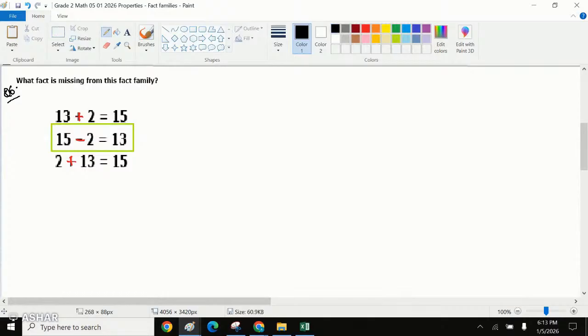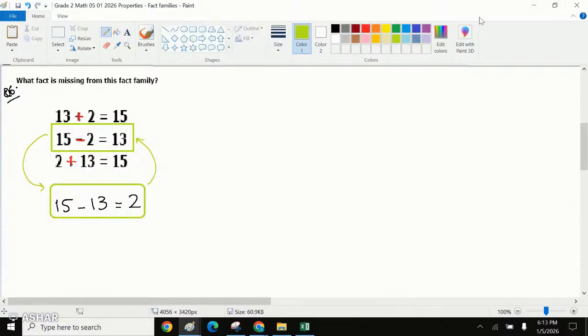We need to find the second statement, that is a subtraction statement. So if 15 minus 2 was 13, then 15 minus 13 should be equals to 2. This is our second statement. Agreed? And they both are vice versa of each other. If 15 minus 2 would be 13, then 15 minus the other number, that is 13, should be equals to 2. Okay. Thank you so much. Moving on to the next. Yes, thank you, May.